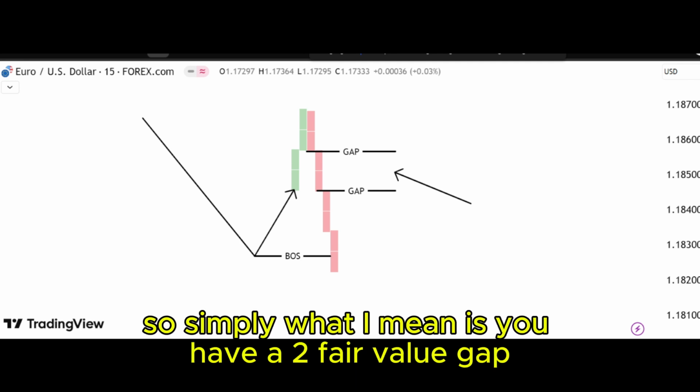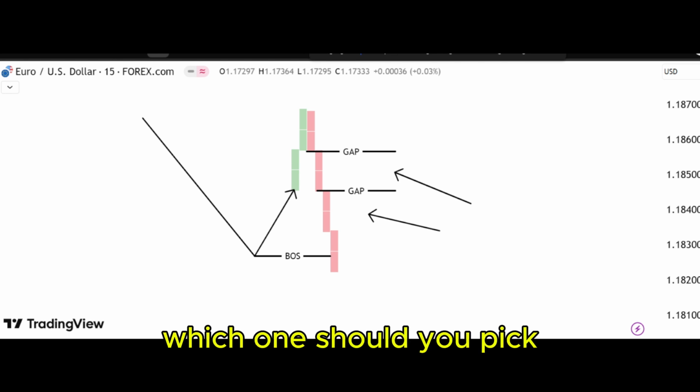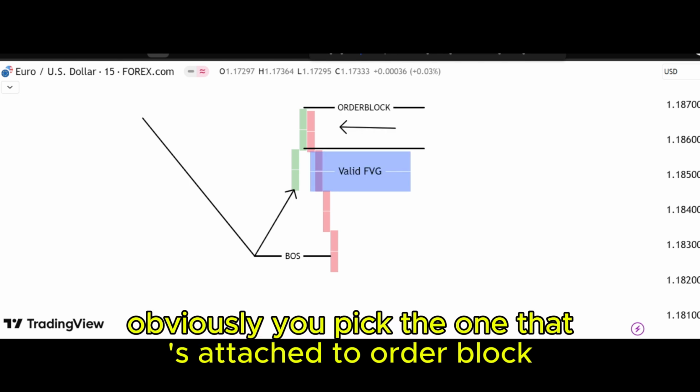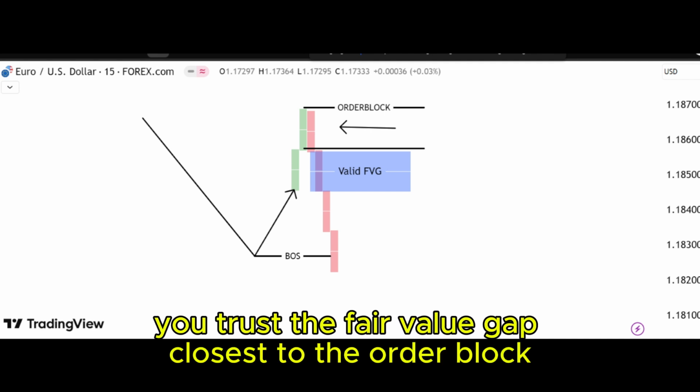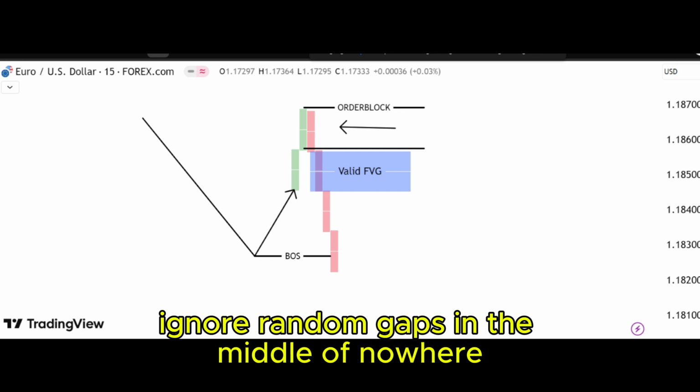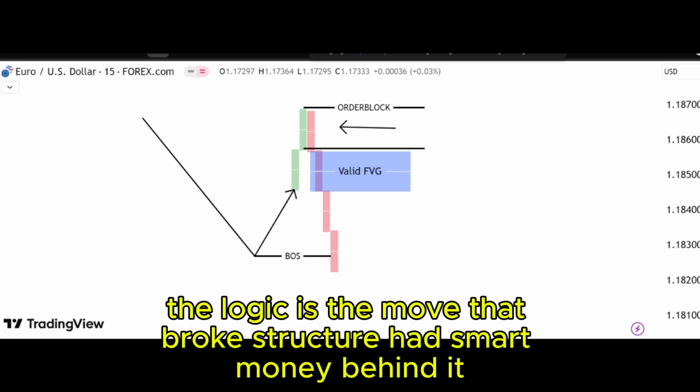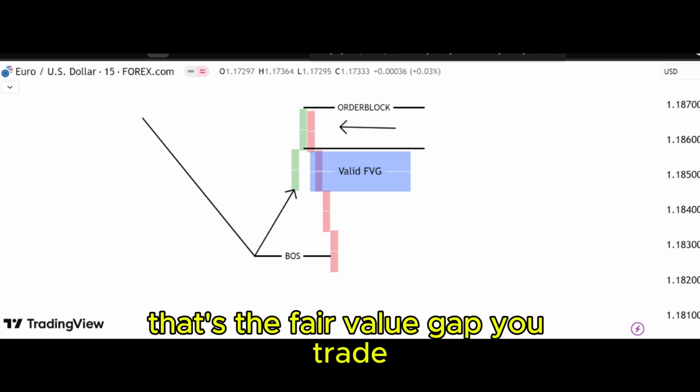So simply what I mean is you have two fair value gaps. Which one should you pick? Obviously, you pick the one that's attached to the order block. Here is the filter. Price breaks down, you trust the fair value gap closest to the order block in the leg that broke low. Ignore random gaps in the middle of nowhere. The logic is the move that broke structure had smart money behind it. That's the fair value gap you trade.